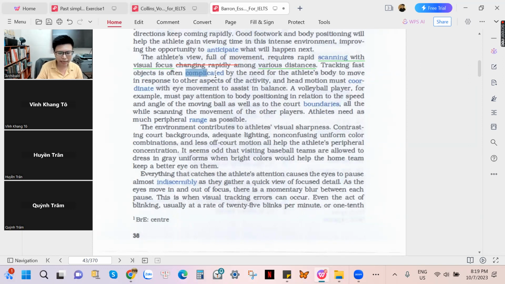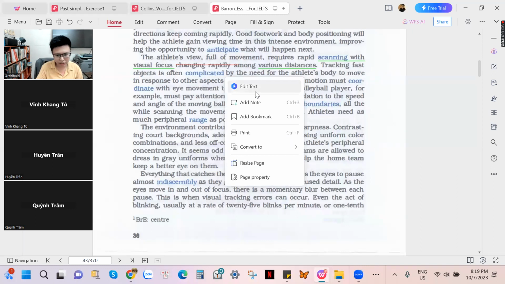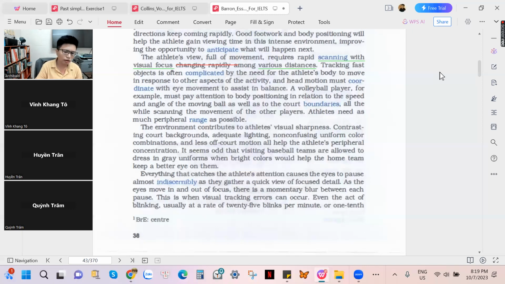Is often complicated by. Usually, we use the word complicated to talk about how difficult something is. Like English is very complicated, full stop, end of the sentence. Or today's class is very complicated, full stop, end of the sentence. But here, they don't use the word complicated as an adjective. They use the word complicated as an action verb. Like what is complicated by what?